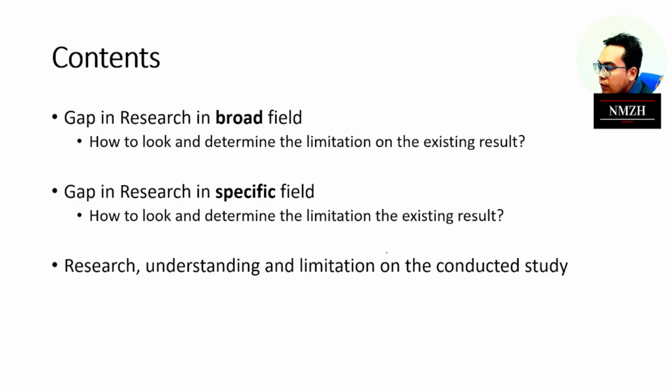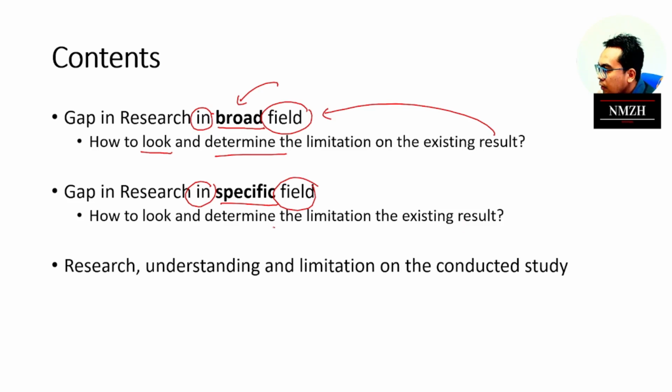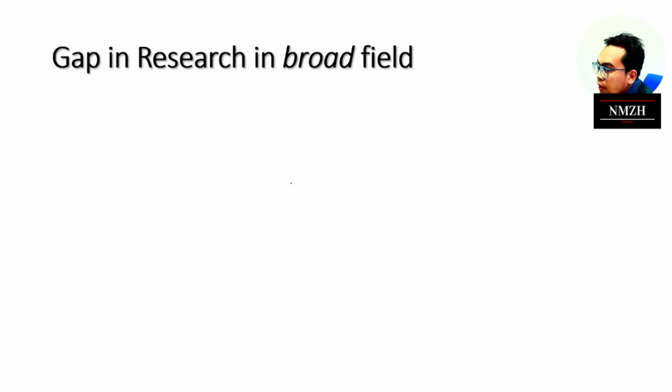All right, so this video will be talking about three subtopics. The first one is the gap in research in the broad field. I will explain how to look at and determine the limitations of the existing results in this field. Secondly, the gap in research in a specific field, the one that we embark our research on, where the sub points are the same but it is the dedicated field. And last but not least, research understanding and limitations of the particular study that we have conducted so far.